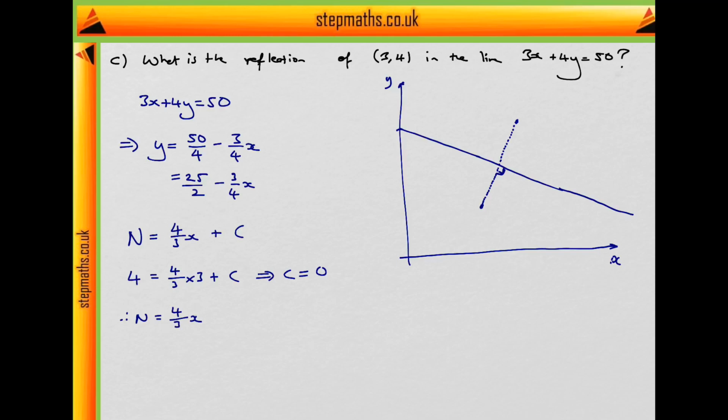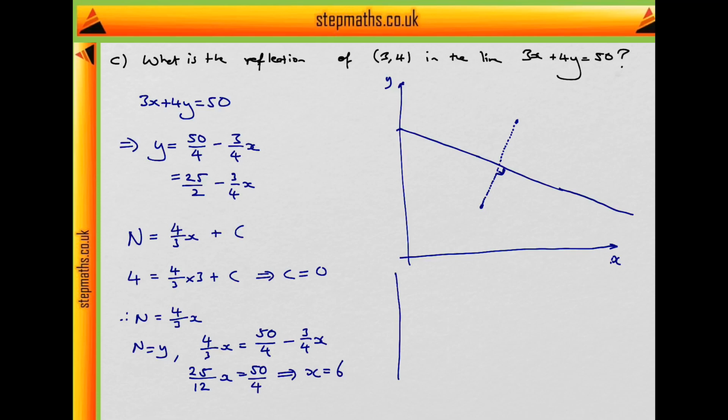So we want to find when the normal equals y. Well, that means that 4/3 x is equal to 50/4 minus 3/4 x. Adding to both sides, we get 4/3 plus 3/4. Well, that's 16 plus 9, that's 25/12 x, equal to 50/4, which tells us that x is going to be equal to, well, multiplying both sides by 12 gives us 150, and 150 divided by 25 is 6.